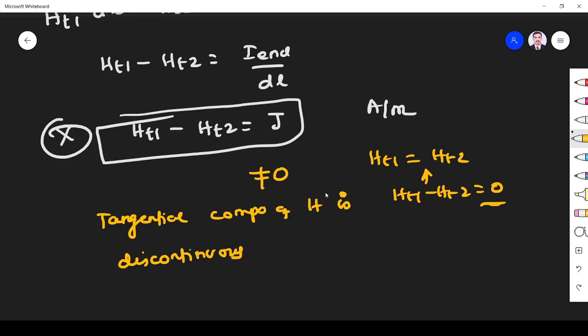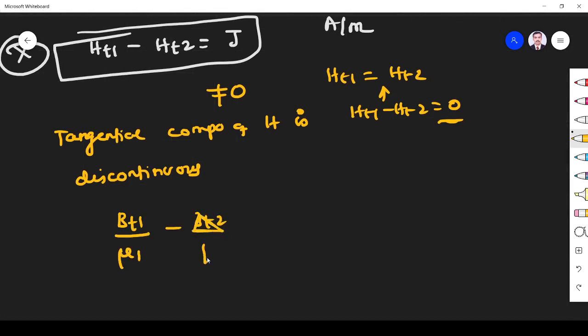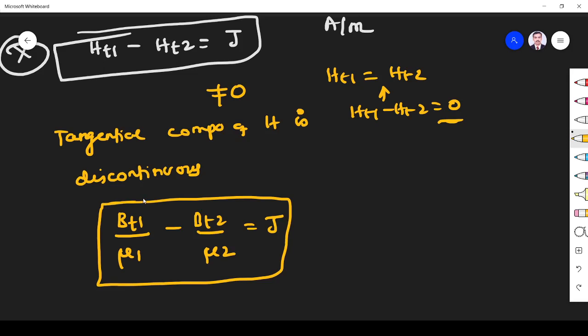It is a very important conclusion, right? So what is the next thing we have to do? We have to find the B value. We know H is equal to B by mu. So Bt1 by mu1 minus Bt2 by mu2 is equal to the J vector, right? So that is very important. This is the tangential condition at the boundary.